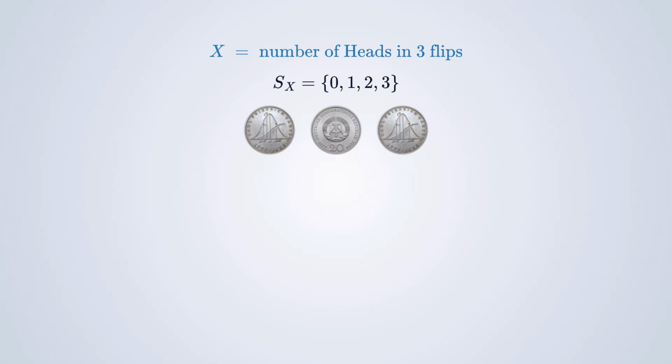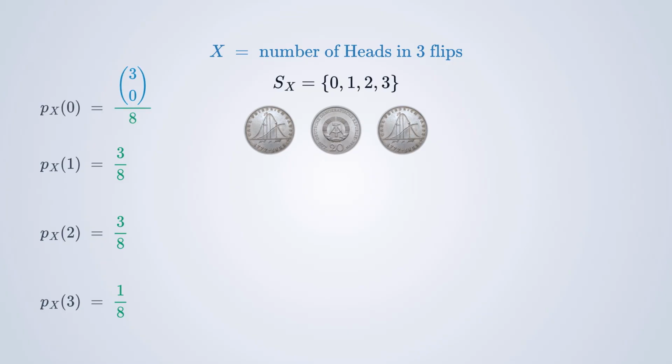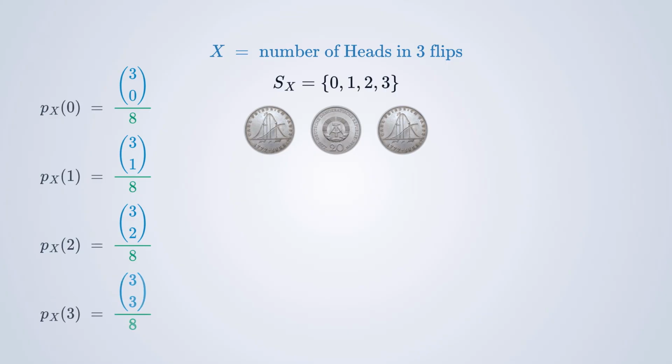One outcome gives 0 heads, 1/8. 3 give a single head, 3/8. 3 give 2, 1 gives all 3. 1, 3, 3, 1 are counts of outcomes. 3 choose 0, 3 choose 1, 3 choose 2, 3 choose 3.